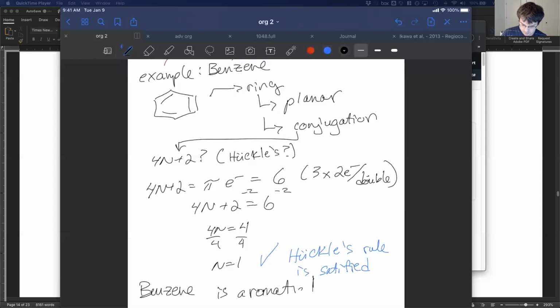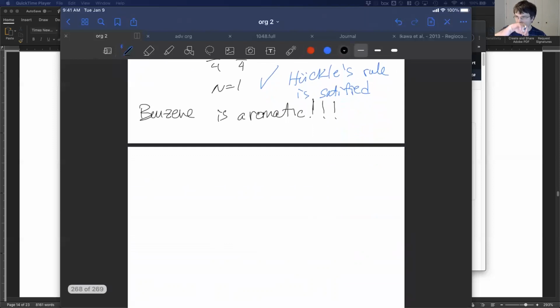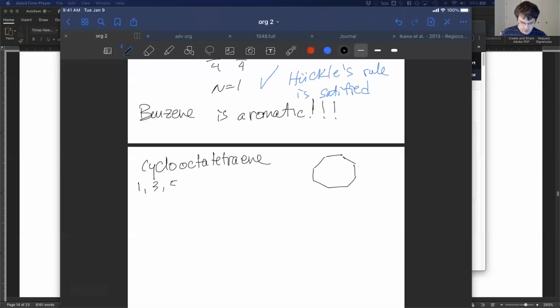Terrific. Benzene is aromatic. We knew that, but we at least used the rules to get there. Now let's look at some other interesting molecules. What about cyclooctatetraene? So octa gets us a stop sign because we're cyclo, octa, tetraene, and we're going to do 1, 3, 5, 7.